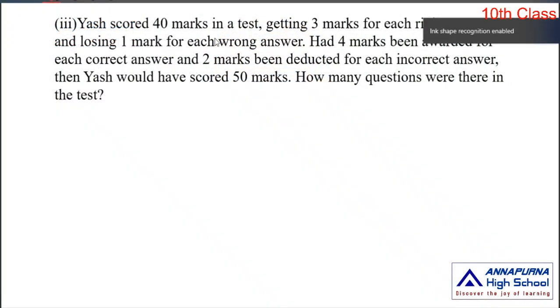Yash scored 40 marks in a test, getting 3 marks for each right answer and losing 1 mark for each wrong answer. Had 4 marks been awarded for each correct answer and 2 marks been deducted for each incorrect answer, then Yash would have scored 50 marks. So how many questions were there in the test?